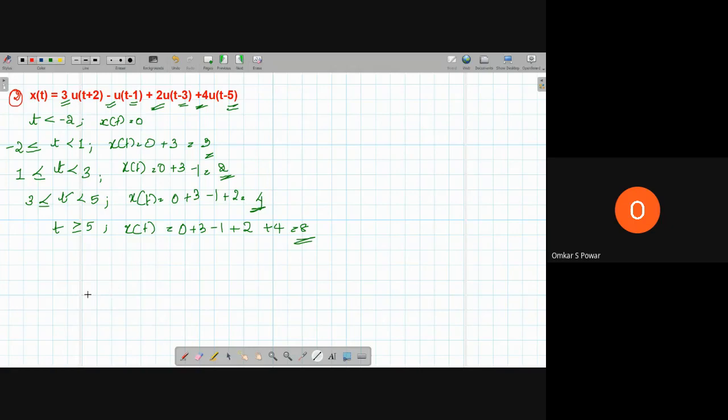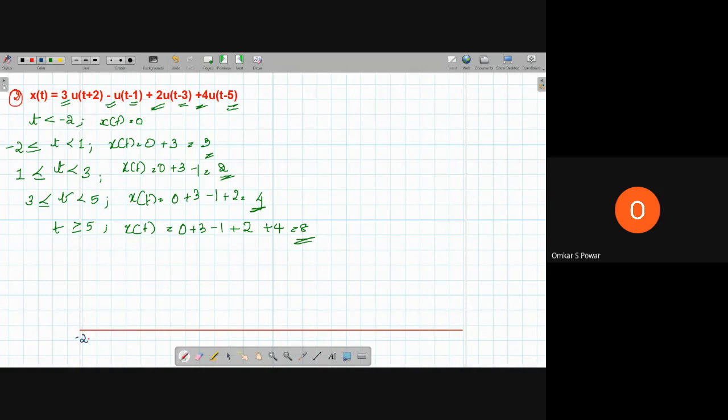Again, the funda is the same. So draw this one. How it varies? Minus 2, minus 1, 0, 1, 2, 3, 4, 5, up till 5. So t greater than or equal to 5 is equal to 8. So let us see how to draw this. So let me draw this down so that it will be clear to you. So what are the values we have to plot here?